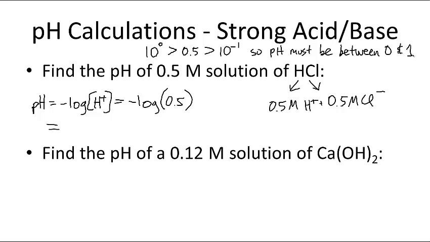You should be able to do that, say on a multiple choice question. You should be able to pin the pH between two numbers, and then the actual value, you can plug it into your calculator. So the log of 0.5 is negative 0.3, so then the pH would be 0.3.